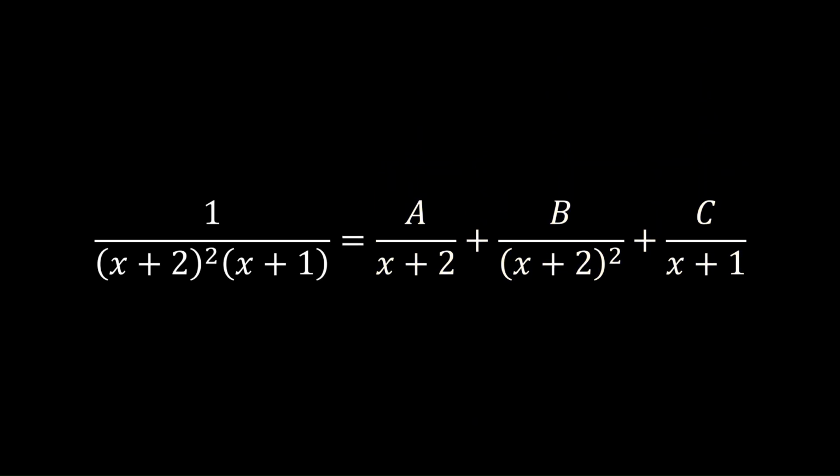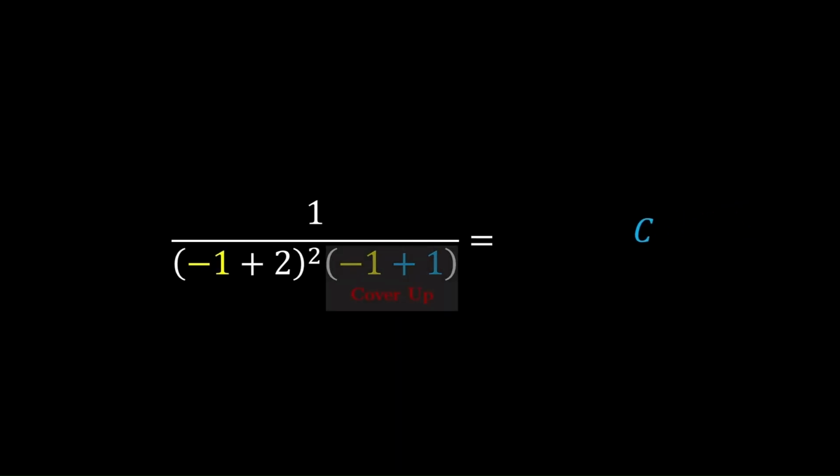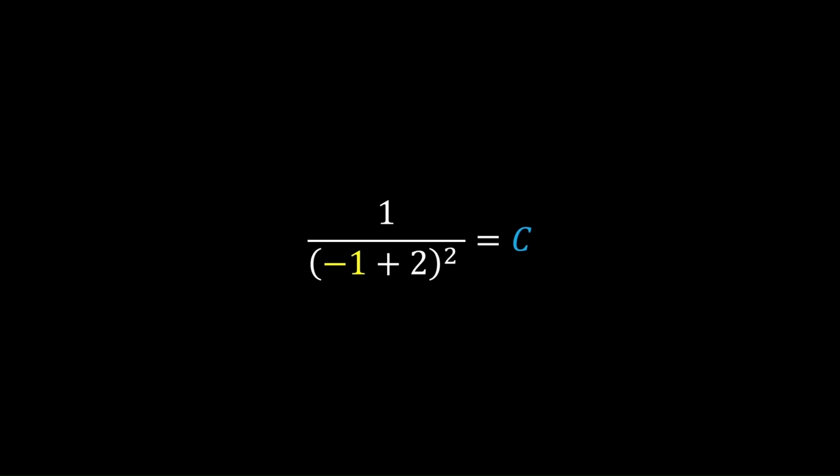Let us now proceed with using the cover-up method to determine the unknown constants. Let's start with finding the value of c, where the expression under c is x plus 1. Again, our goal is to turn the x plus 1 expression into 0. We can do this easily by substituting -1 in for x. We can then simply cover up the denominator of the c term and compute the result, ending up with c equals 1.